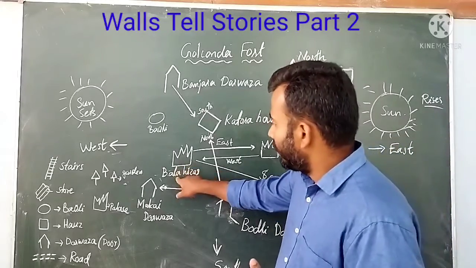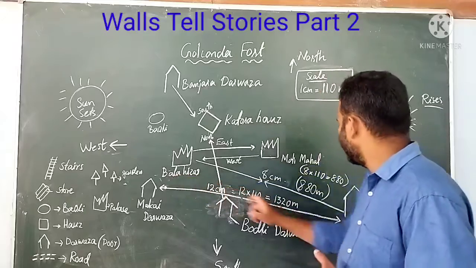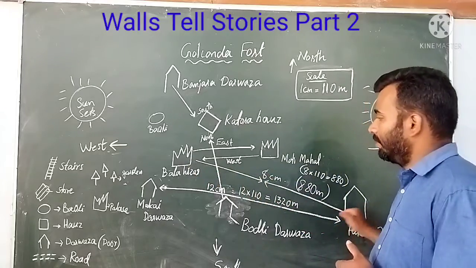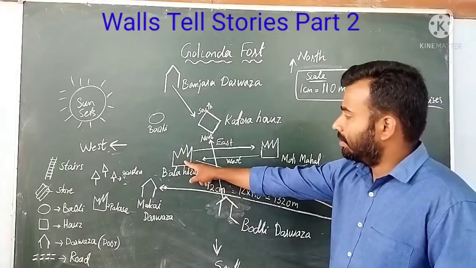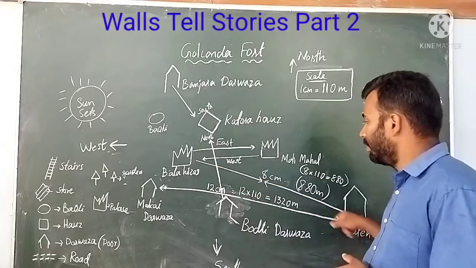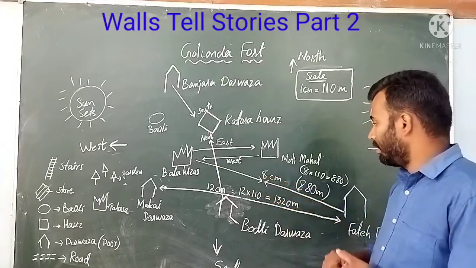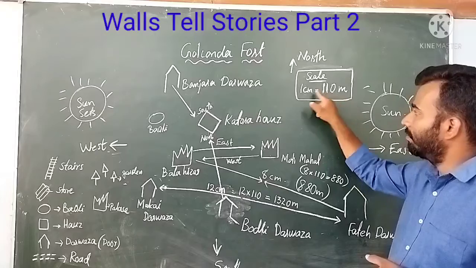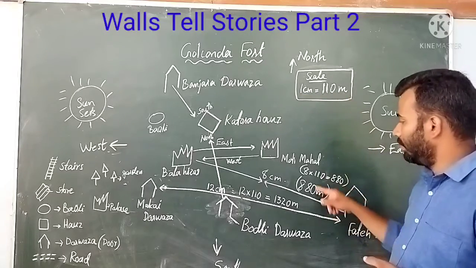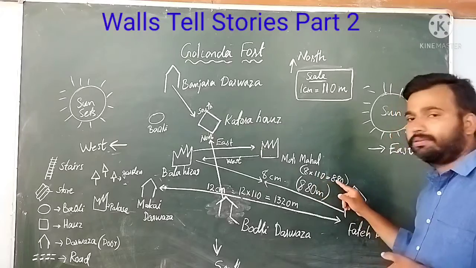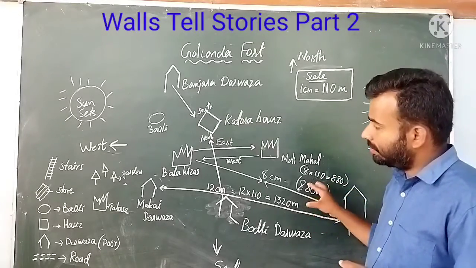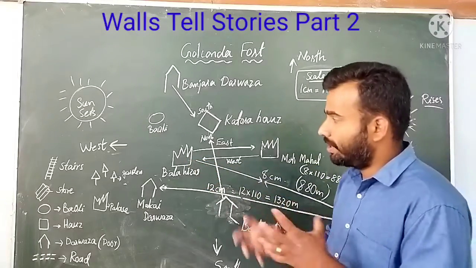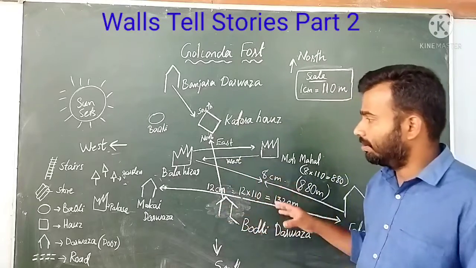The next thing, if you want to find the distance between Bala Hisar and Fateh Darwaza, choose another 2 points. Take a scale and measure the distance between Bala Hisar and Fateh Darwaza, which will be approximately 8 centimeter. Using this scale, where 1 centimeter is equal to 110 meter, you get 8 into 110, which is equal to 880 meter. So this is the original distance between Bala Hisar and Fateh Darwaza. This is how we calculate, using this particular map.